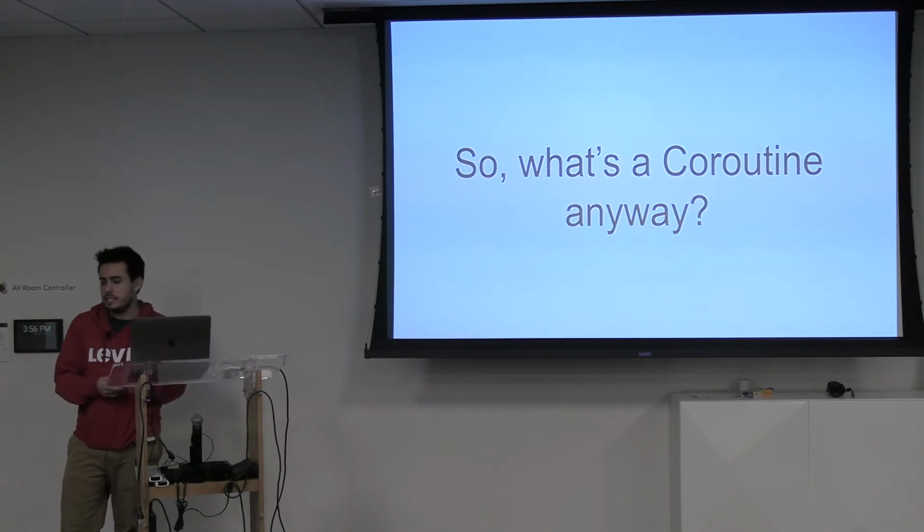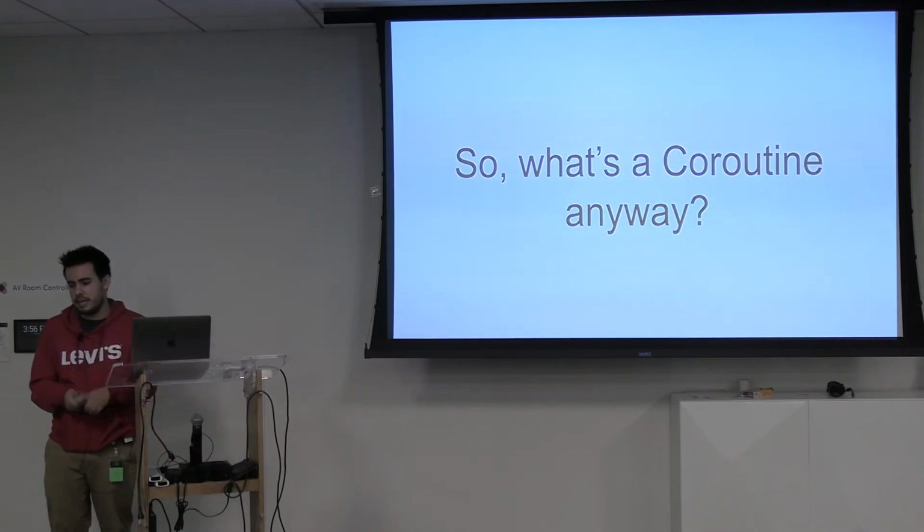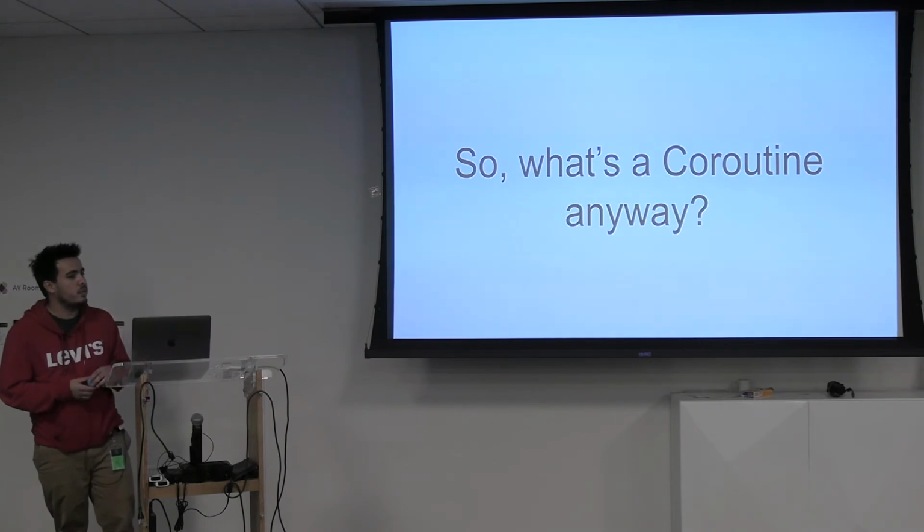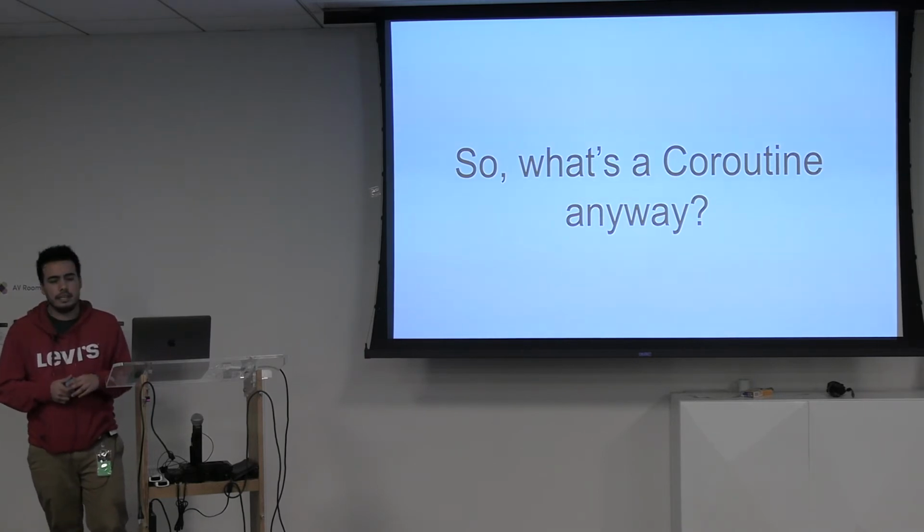Okay, so what's a coroutine anyway? Coroutines are computer program components that allow execution to be suspended and resumed. Kotlin coroutines allow you to write asynchronous code in a way that looks like synchronous. That means that it doesn't change.